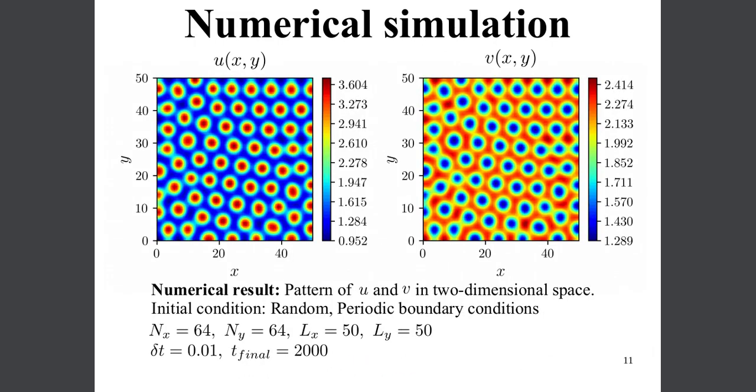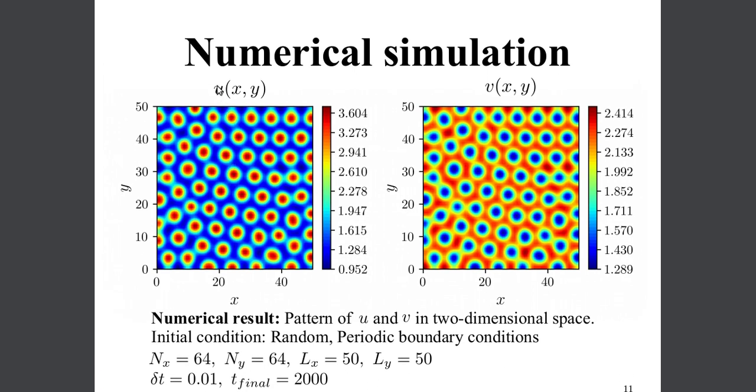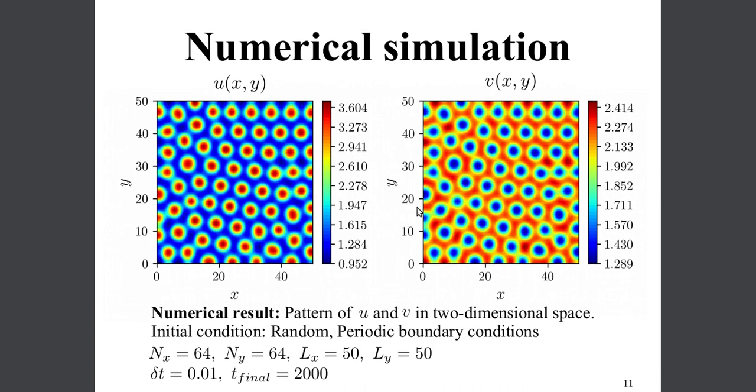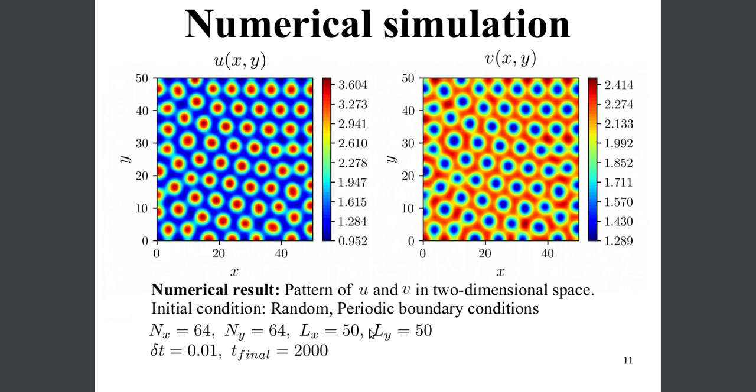So this is a simple numerical solution. I have just used the Euler time forward scheme for this, and we can see this spot pattern here, u and v both, just the values are different, and this is in a 2-dimensional domain. You can have it in 3 dimensions, but in 1 dimension it will be very trivial, like oscillatory only.